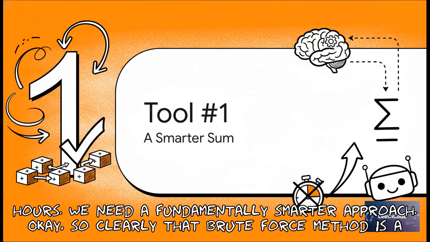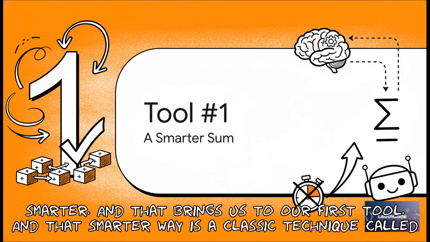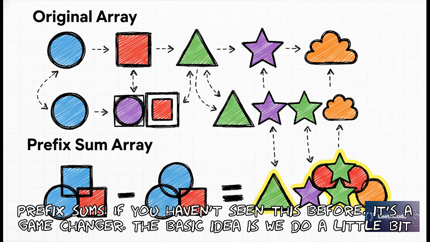Okay, so clearly that brute force method is a non-starter. The biggest bottleneck is that we're calculating sums over and over and over again. We have to be smarter, and that brings us to our first tool. That smarter way is a classic technique called prefix sums. If you haven't seen this before, it's a game changer.